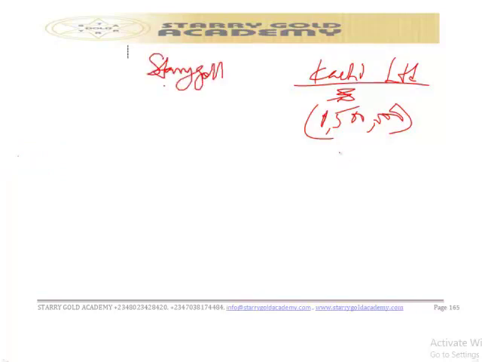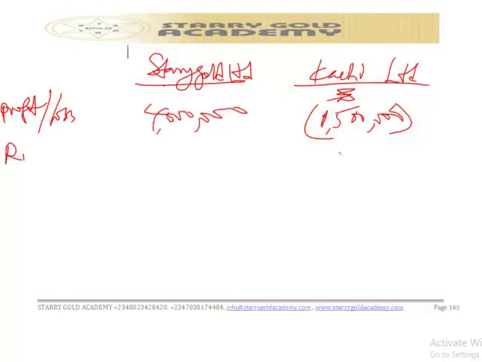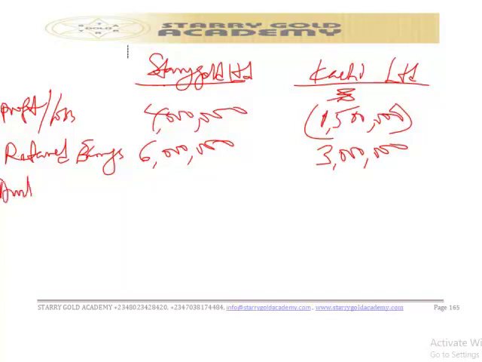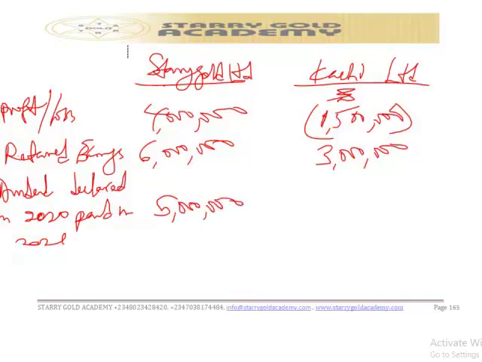So you have Starry Gold there. Profit or loss, 4 million naira. Retained earnings, we have 6 million naira, and for Kashi we have just 3 million naira. So these two companies paid dividend declared in 2020 and paid in 2021. Starry Gold paid a dividend of 5 million naira, and then Kashi paid a dividend of 2 million naira.